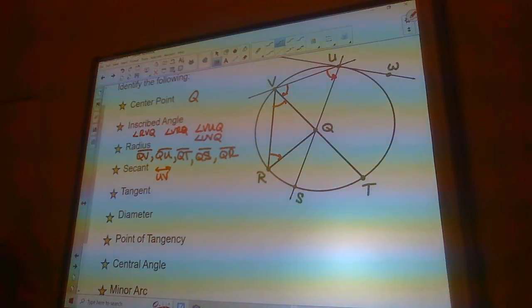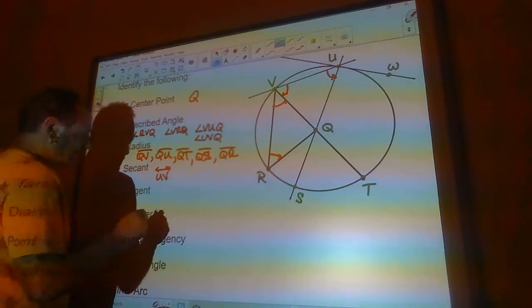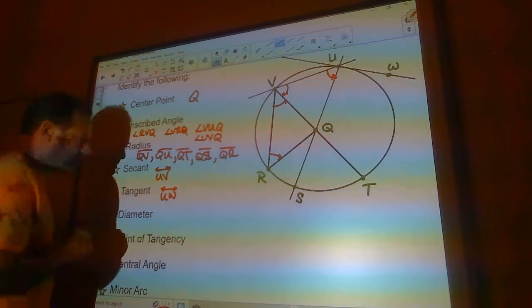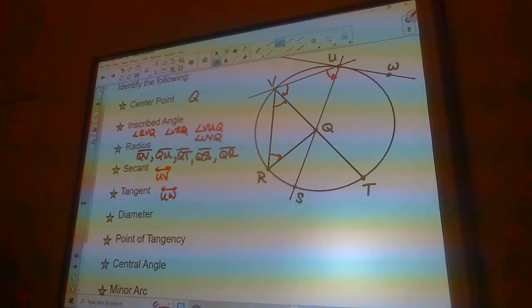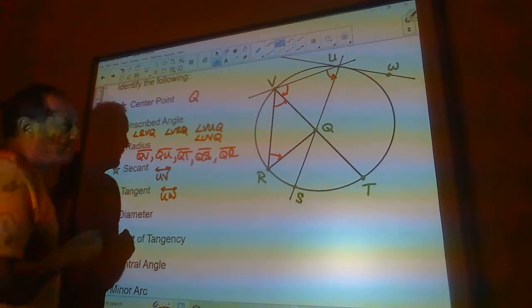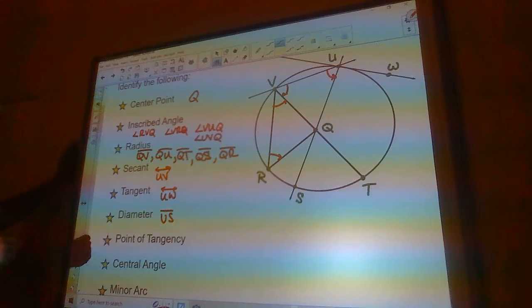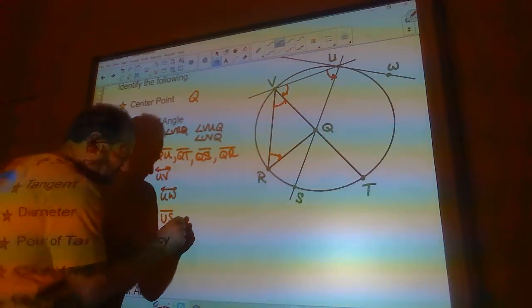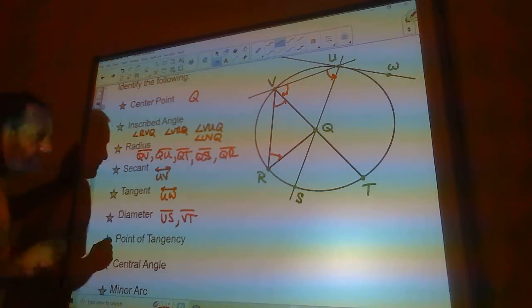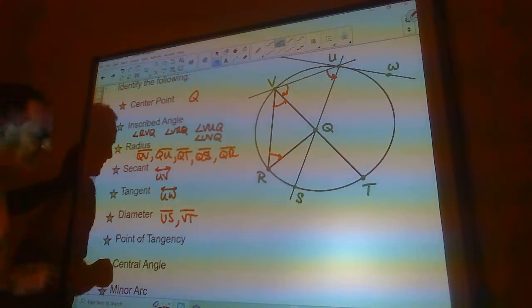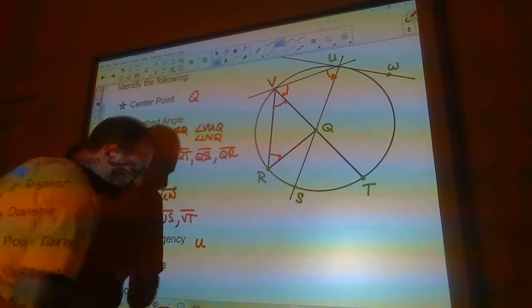A tangent, there's one tangent on here. That would be line UW. A diameter, there's a couple of diameters. You could have said segment US. You could have also said segment VT. A point of tangency. Well, there's only one point of tangency. That would be point U.